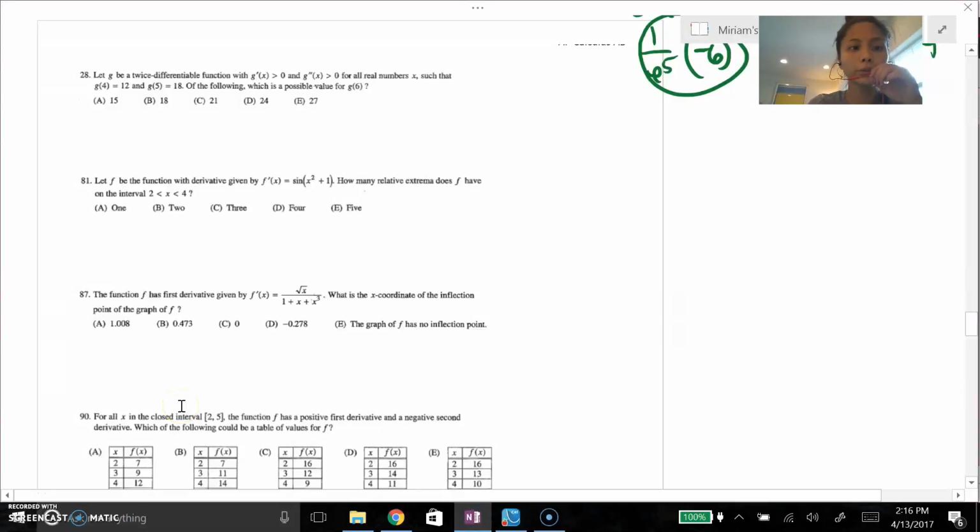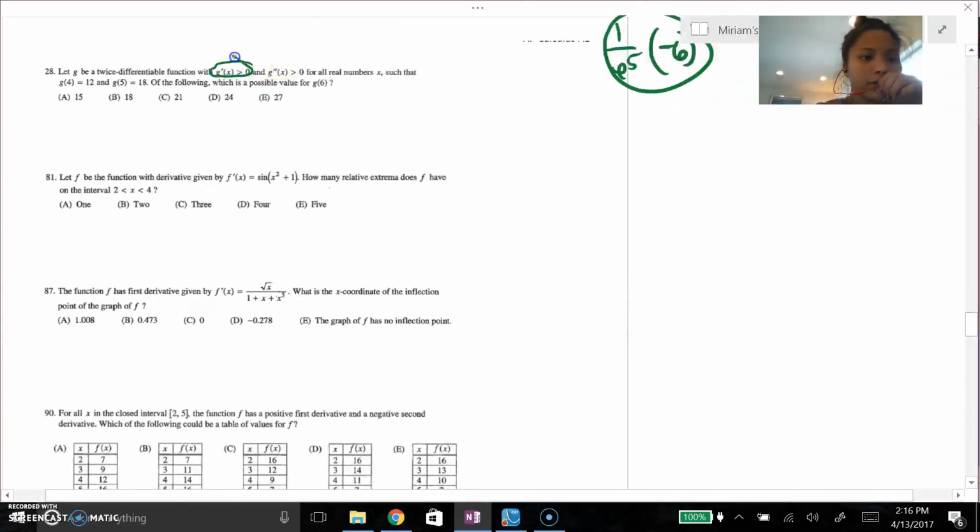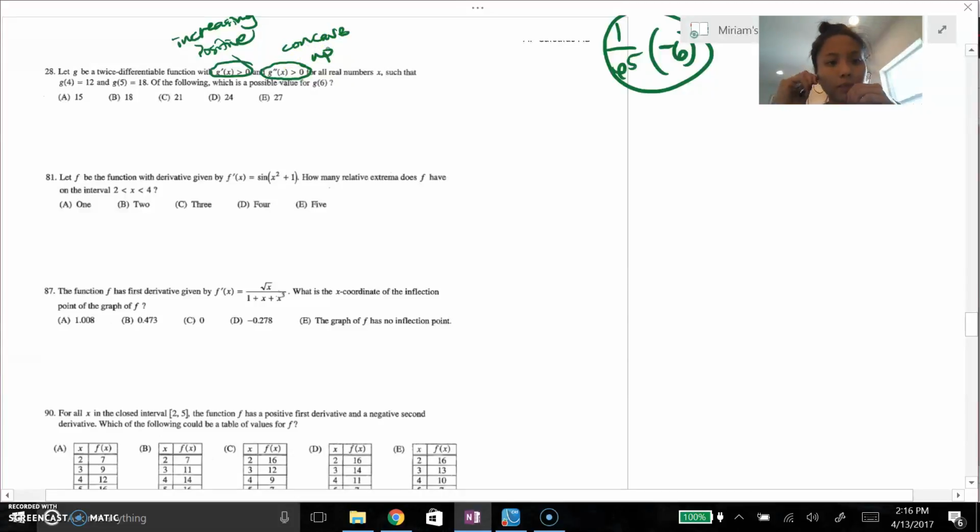Okay, we're on the home stretch. We can do this. Number 28 says, let g be a twice differentiable function such that the first derivative is bigger than 0, so positive, meaning increasing, and the second derivative is greater than 0, meaning it's concave up. Okay, meaning the derivative is increasing.